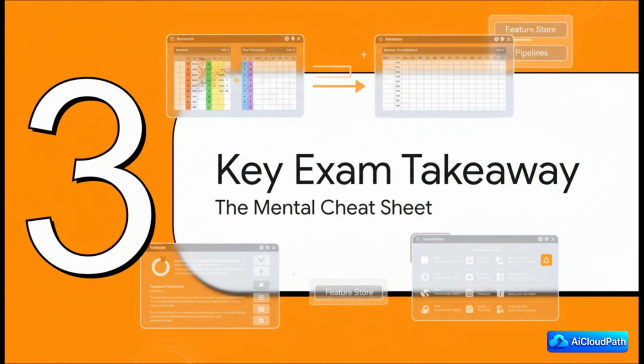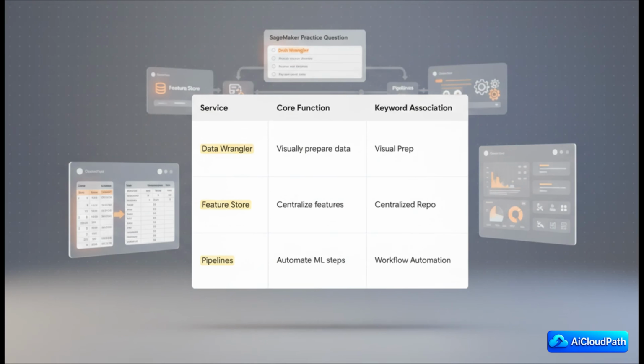Okay, we've picked it all apart, so let's put it back together into a simple, really powerful takeaway, something that's going to stick with you when you're sitting in that exam and the clock is ticking away. Think of this table as your secret weapon, your mental cheat sheet for the exam. Seriously, when a question pops up, your job is to scan for these keywords. You see anything about visual prep? Boom. Your mind should instantly jump to Data Wrangler. You see centralized repo? That's a dead giveaway for Feature Store. And workflow automation? Well, that's practically screaming SageMaker Pipelines. Making these connections on the fly, that's how you save critical time.